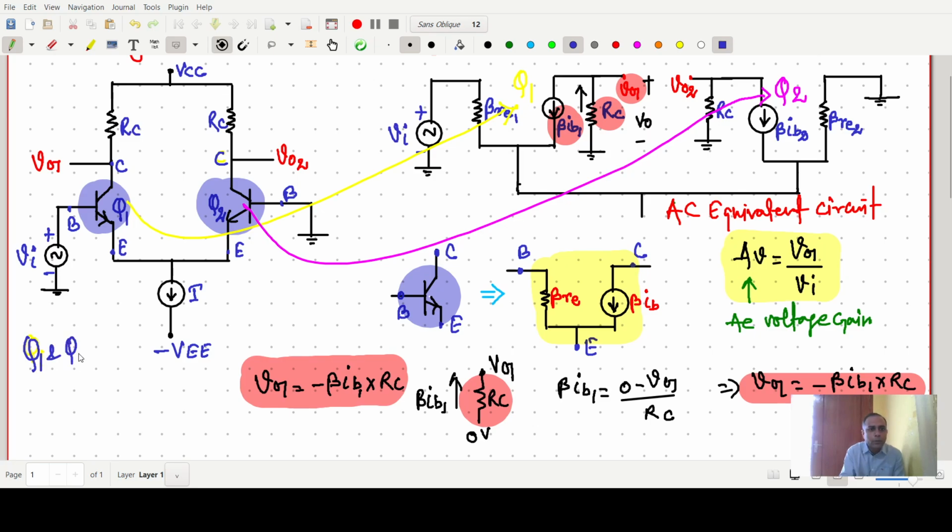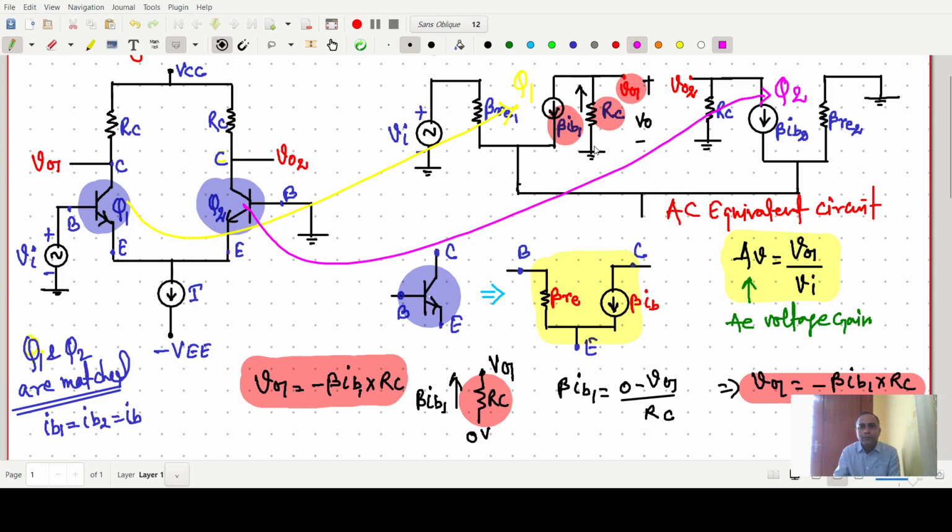Q1 and Q2 are matched, meaning both have similar properties. So we can say the base current IB1 and base current IB2 must be equal.